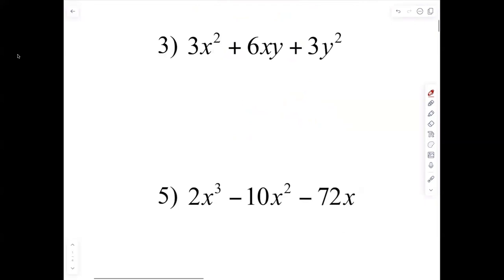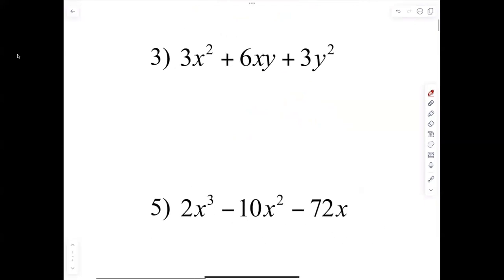If you're looking at number 3, the first thing you're doing is looking for a GCF. What is common? 3. Yes. So we write down the 3. Then you're dividing each term by 3. So you now have x squared plus 2xy plus y squared. Anybody have a problem with that?